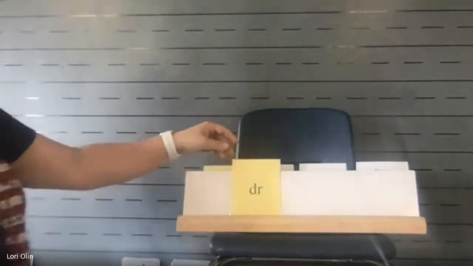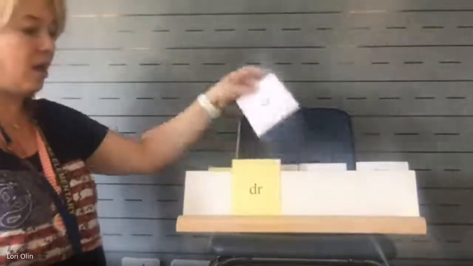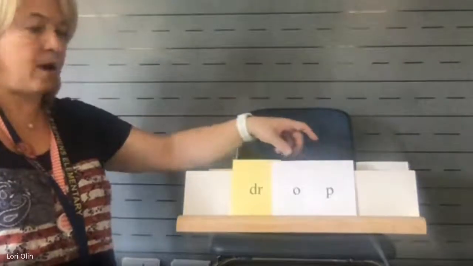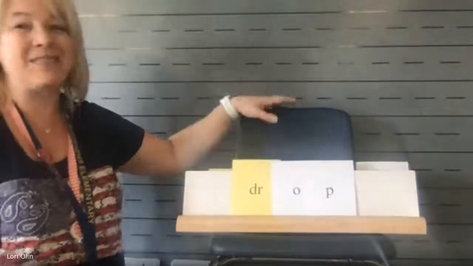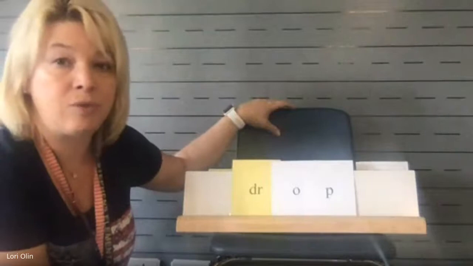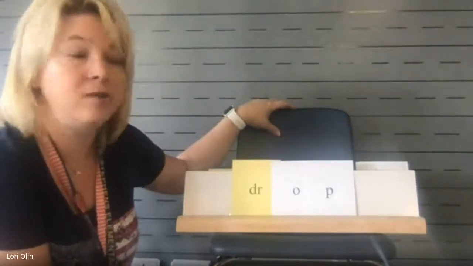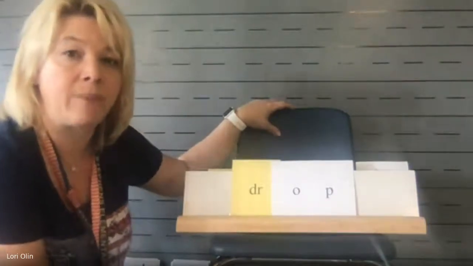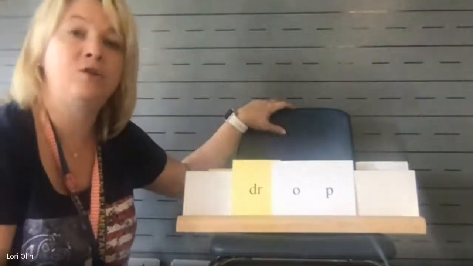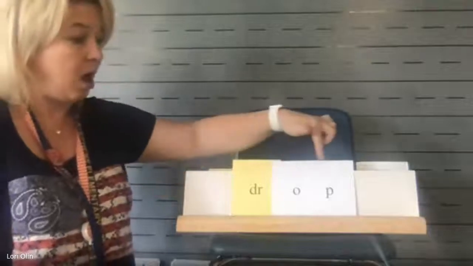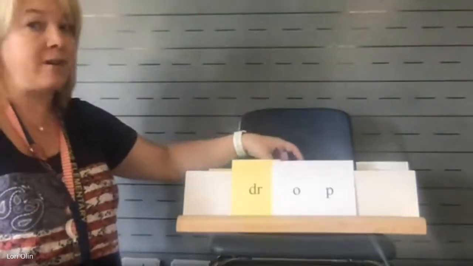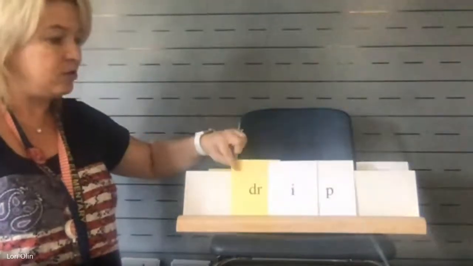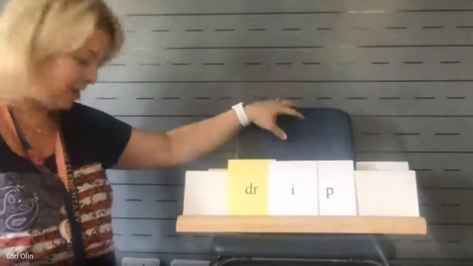All right, our first spelling word is going to be drop. So we have our dr. Now, sometimes people say their dr almost sounds like a j. So be careful that you're doing a dr, not a j. Drop. For our next spelling word, we're just changing one vowel, drop, to drip.